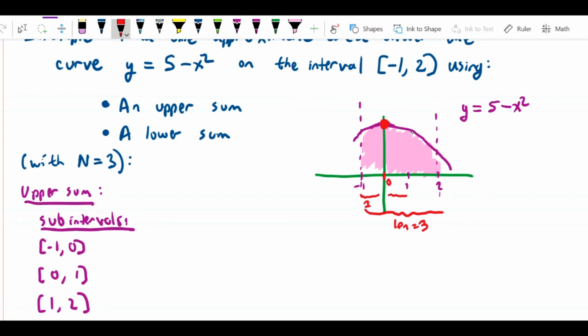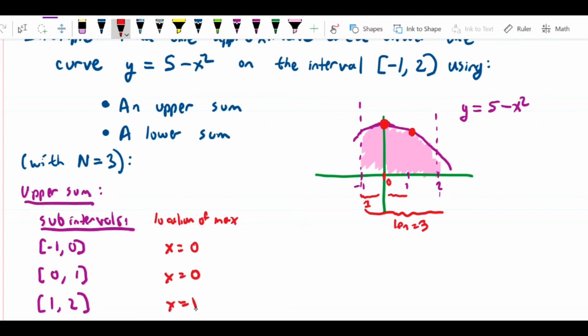We can see that the highest point in the third subinterval is going to be here because the function continues to decrease, so the highest point is at x equals 1. So let's put the location of the max. That's going to be x equals 0, x equals 0, and x equals 1.